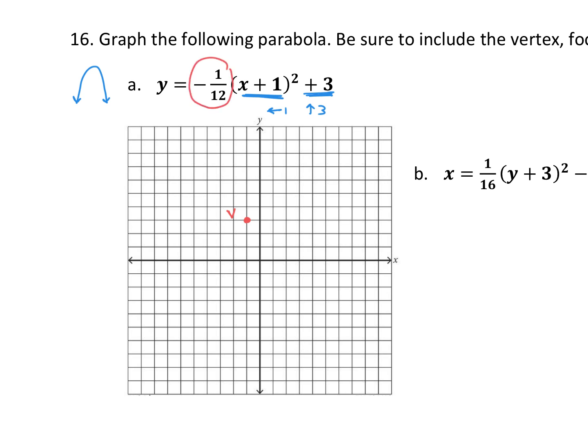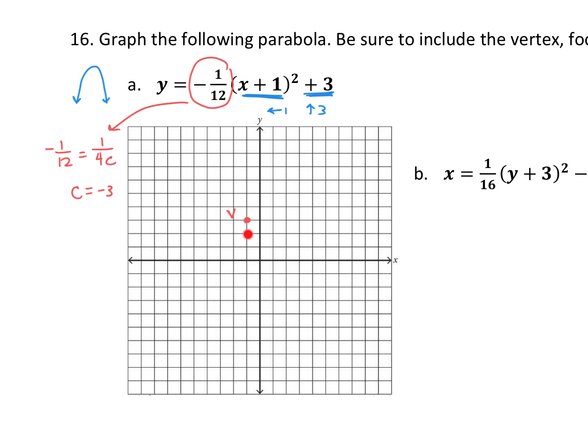This negative 1/12, we need to know our c value so that we know where to put the focus. I know this is opening down, so the focus is going to be straight down. I just don't know how many units, and that's what this tells us. That negative 1/12 is equal to, remember it's 1 over 4c in the equation. So our 1's are equal, so our numerators, 4 times what number gets this to be a negative 12? And that c value is going to be a negative 3. So your c value is negative 3.